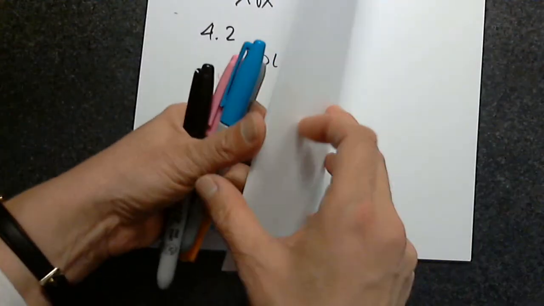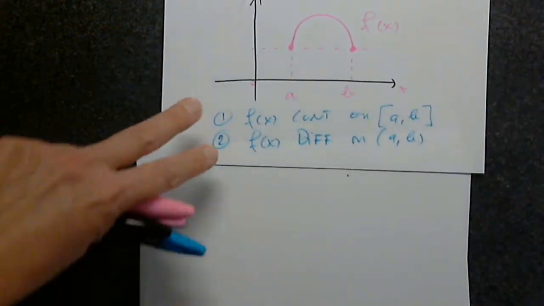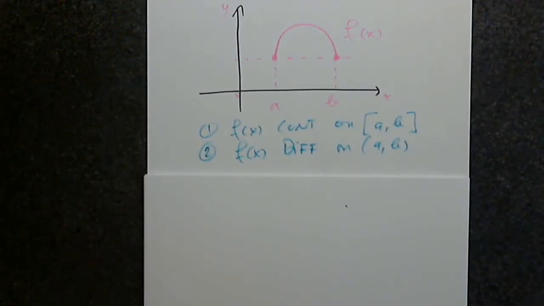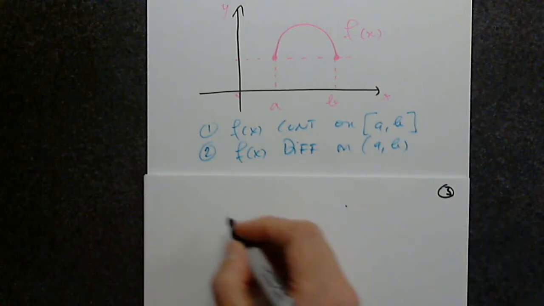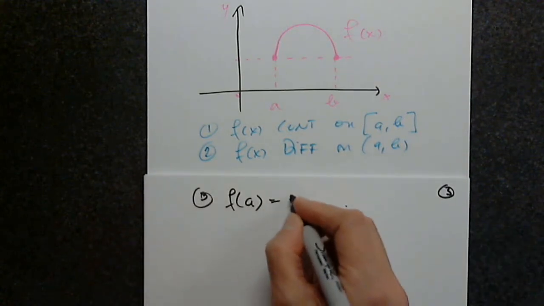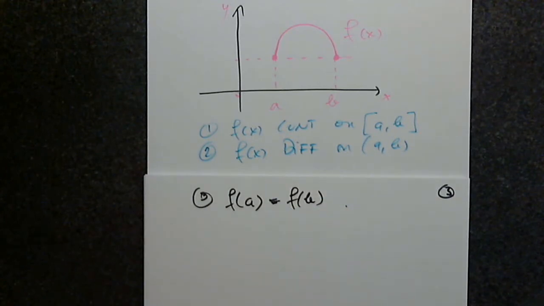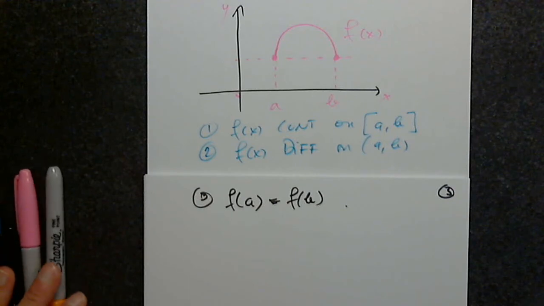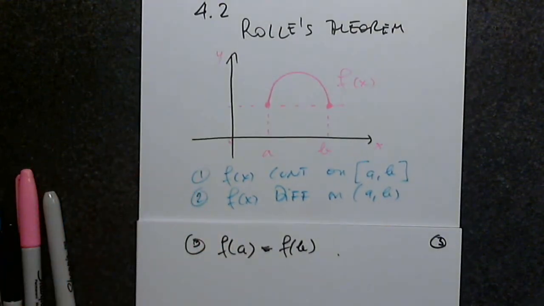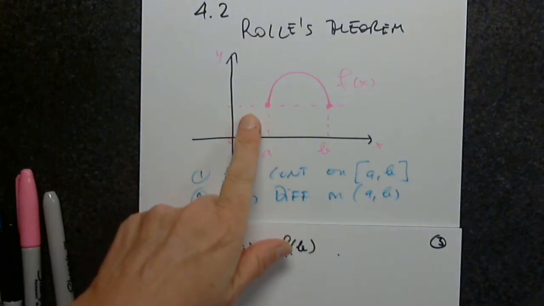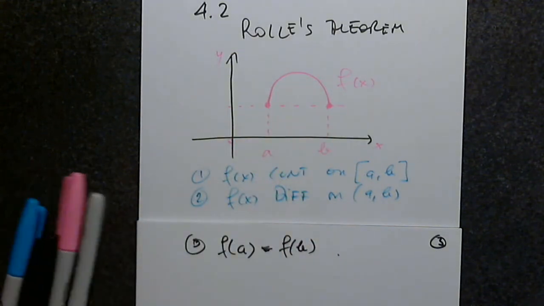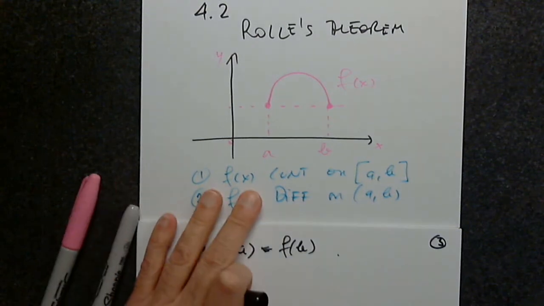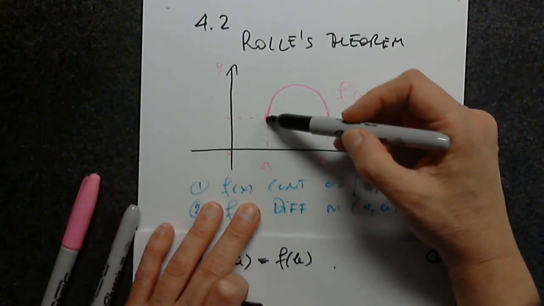Okay, if you agree with that, I'm hoping that you're going to agree with a third condition or hypothesis. The third hypothesis says that f of a equals f of b. That's exactly how I started the graph, right? I drew a horizontal line, and I drew a graph between a and b that starts at the same height as it ends.